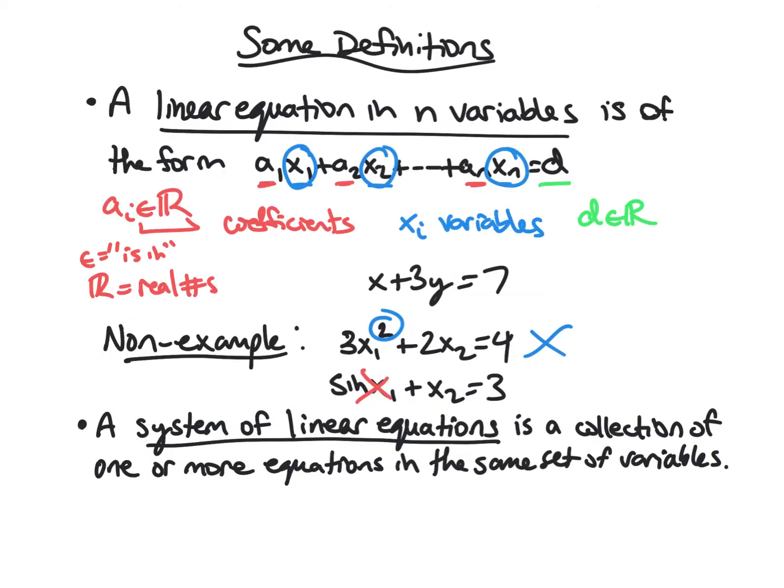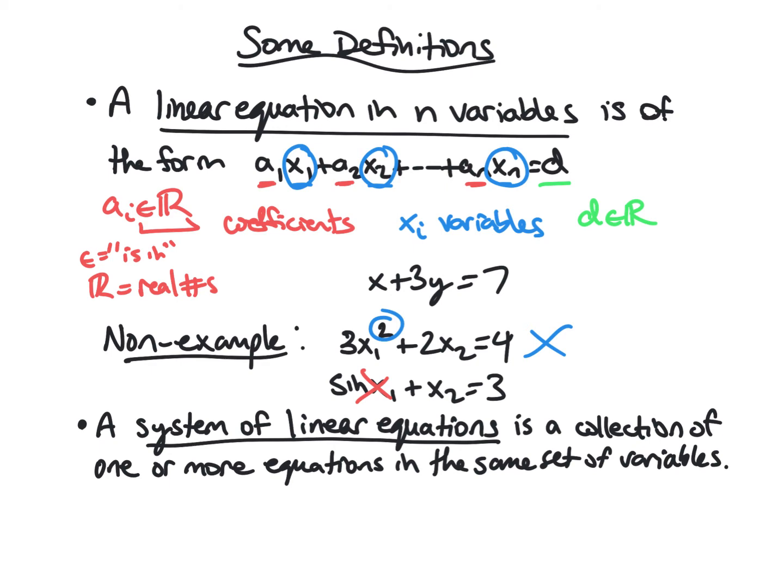A system of linear equations, then, is a collection of one or more of these equations in the same set of variables. If you had x1, x2, and then y1 and y2, the x's and y's are different. So it's two equations, but not in the same set of variables.